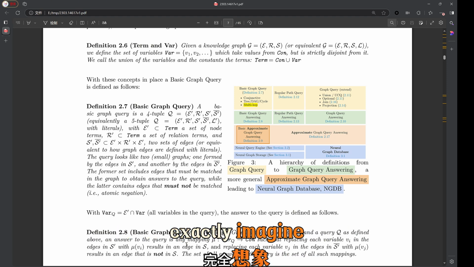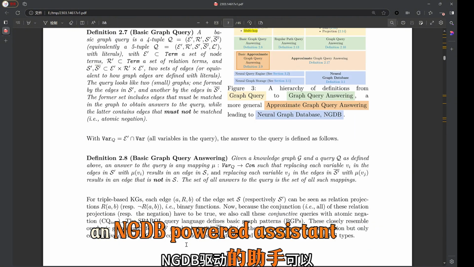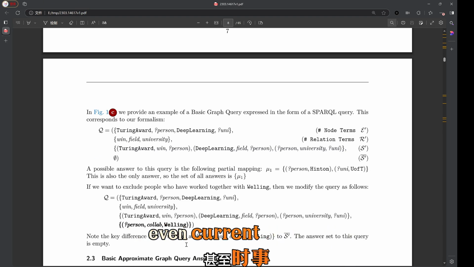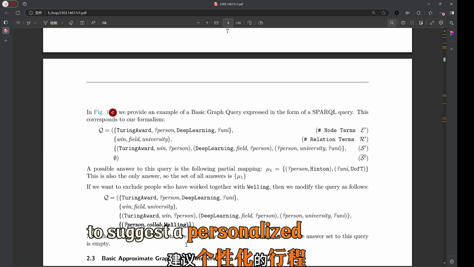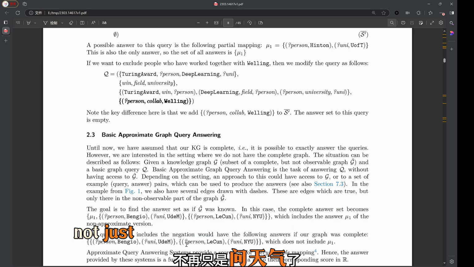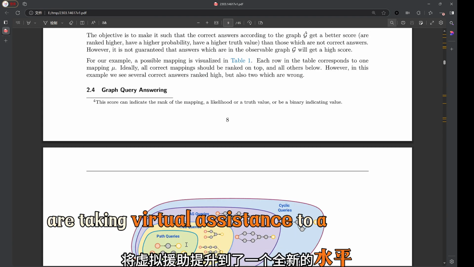Exactly. Imagine you ask your virtual assistant to plan a trip for you. An NGDB-powered assistant could analyze your preferences, your travel history, budget, even current events to suggest a personalized itinerary that takes all of those factors into account. That's amazing. Not just asking for the weather anymore. Seems like NGDBs are taking virtual assistants to a whole new level.